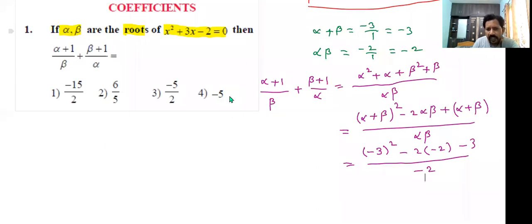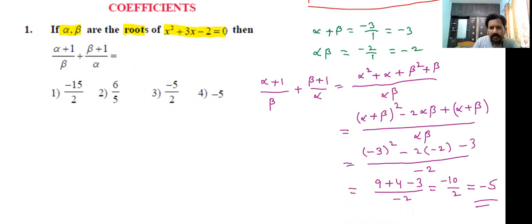Overall, observe here, we get the answer: minus 3 whole square, 9, plus 4, minus 3, divided by minus 2. That means 10 by minus 2, that is minus 10 by 2, that is equal to minus 5. Now the correct answer is minus 5. Which option is correct, students? Fourth option.